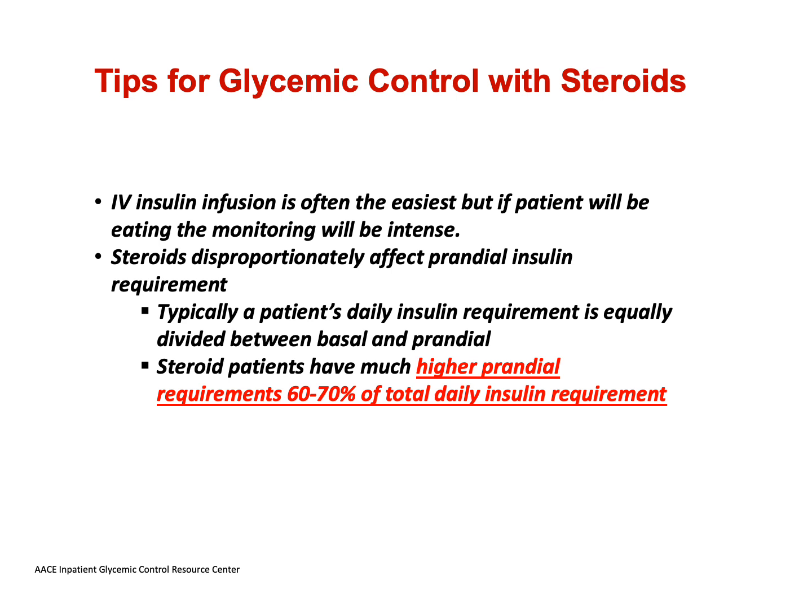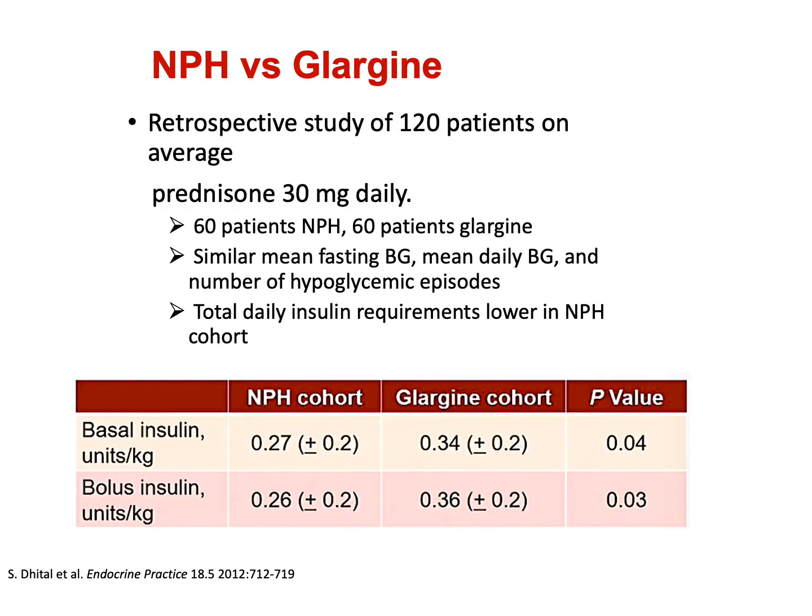IV insulin infusion is often the easiest, but only if the patient will not be eating and monitoring will be intense. Steroids disproportionately affect prandial insulin requirement. Typically, a patient's daily insulin requirement is equally divided between basal and prandial, that's 50-50%. A steroid patient may have a higher prandial requirement, about 60 to 70% of the total daily insulin requirement, versus the basal.